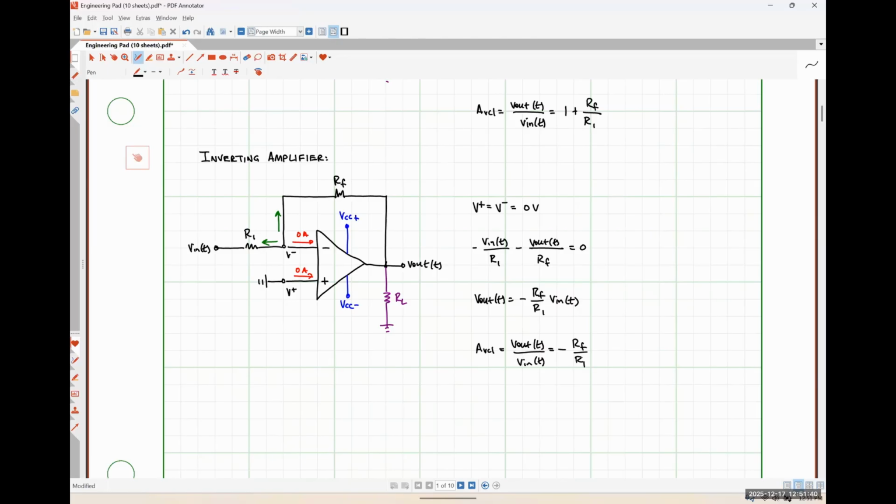This particular topology is actually what several other amplifier systems are based on. So when we talk about differentiating amplifiers and integrating amplifiers in maybe 20 to 30 minutes, it's literally this exact same circuit, except that we replace one of the resistors with an energy storage element. Okay.